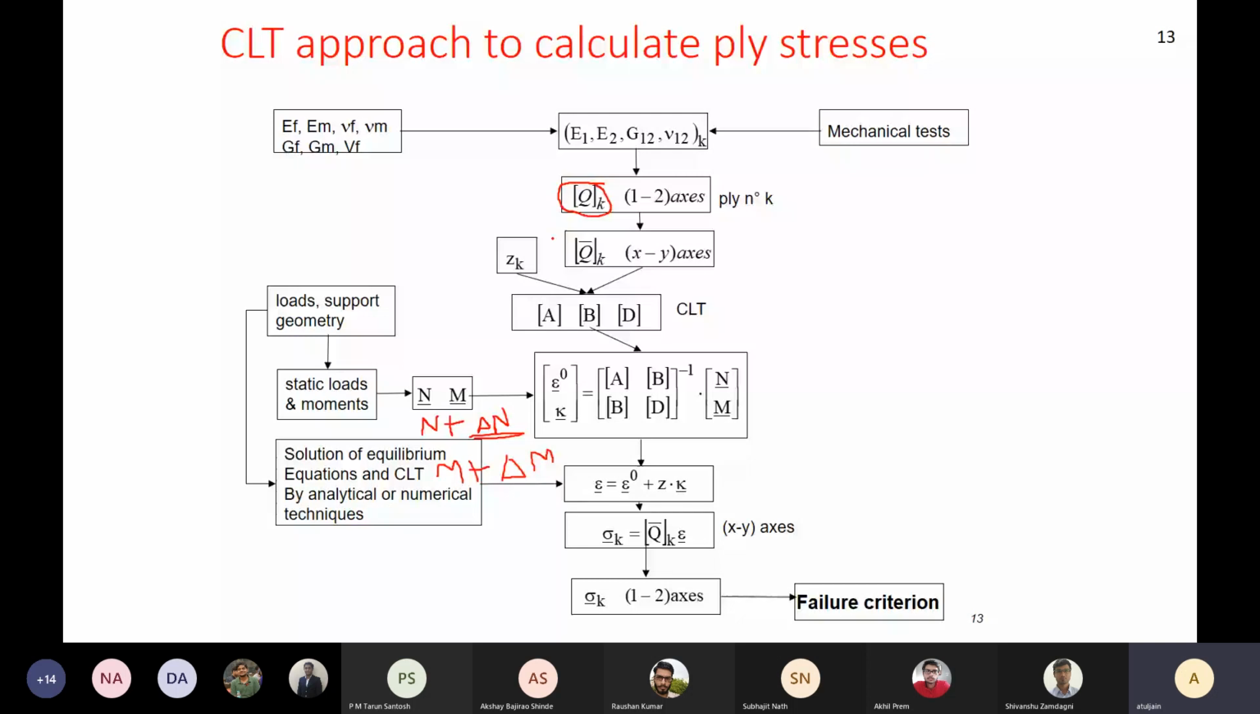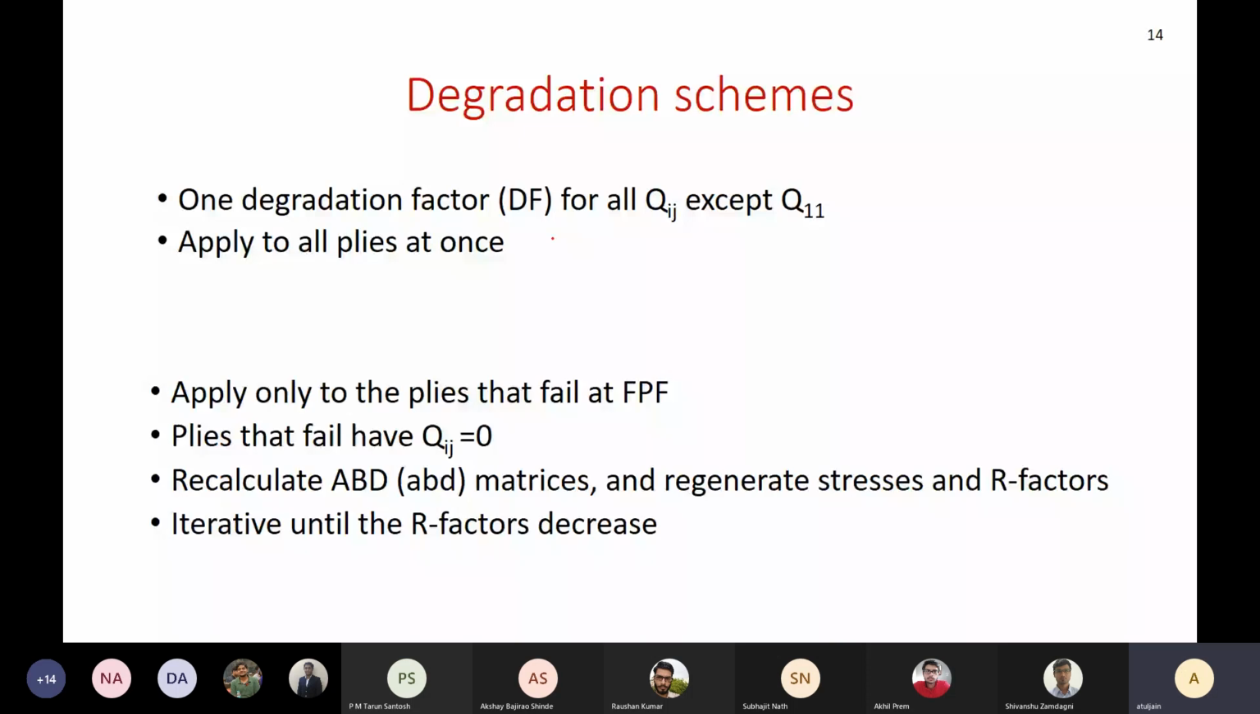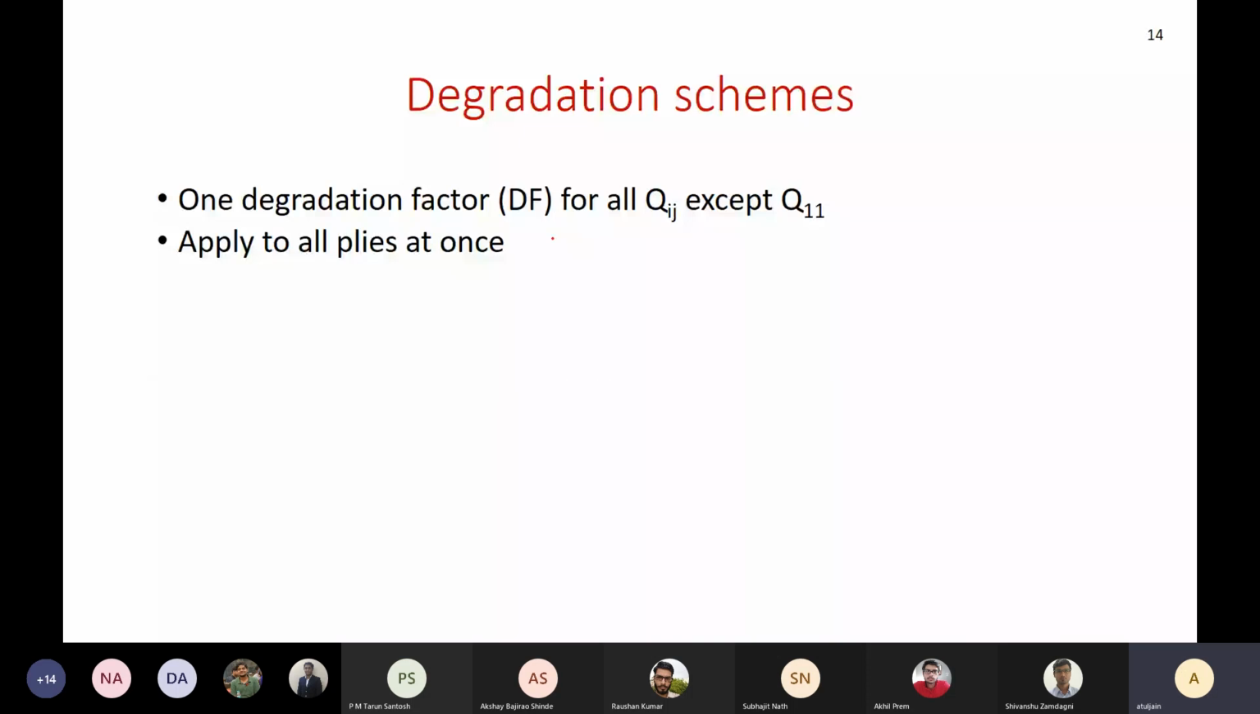And even though I am showing this idea in the context of classical lamination theory, this idea of degradation factor will work for all types of composite materials. So what are the degradation schemes? There are some simple degradation schemes which say that you can use the same degradation scheme for all the plies. All plies happen at once. It doesn't matter if ply A has failed or ply B has failed or ply C has failed. I will put some degradation factor for all Qij.